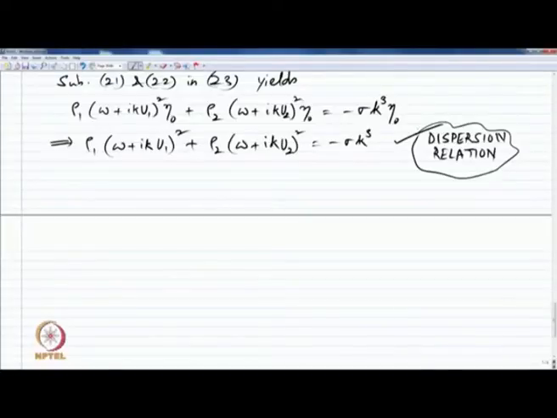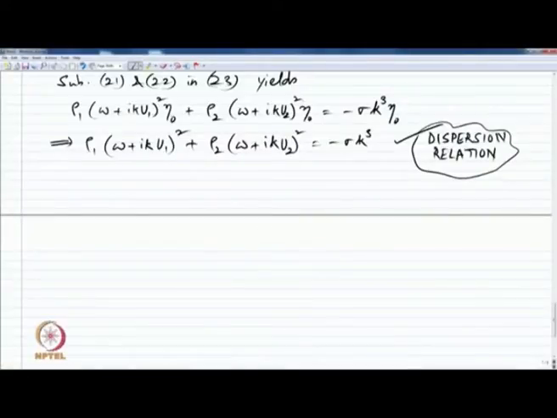This is important. Essentially what we have done is we found a condition that is written kind of nice and elegant here, that rho 1 times omega plus I k u 1 squared plus rho 2 times omega plus I k u 2 squared equals minus sigma k cubed. For a given k, we can use this equation to find omega. You notice that I have a quadratic equation in omega. So, for each k value, of course, given u1 and u2, rho 1 and rho 2, you have 2 roots in omega.